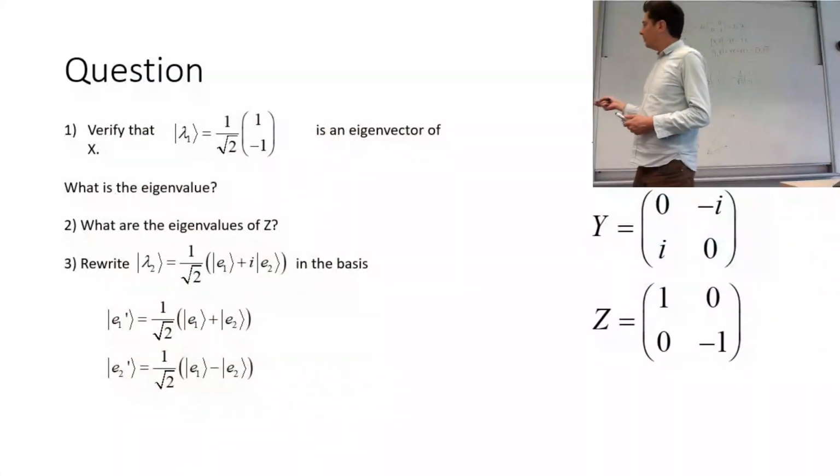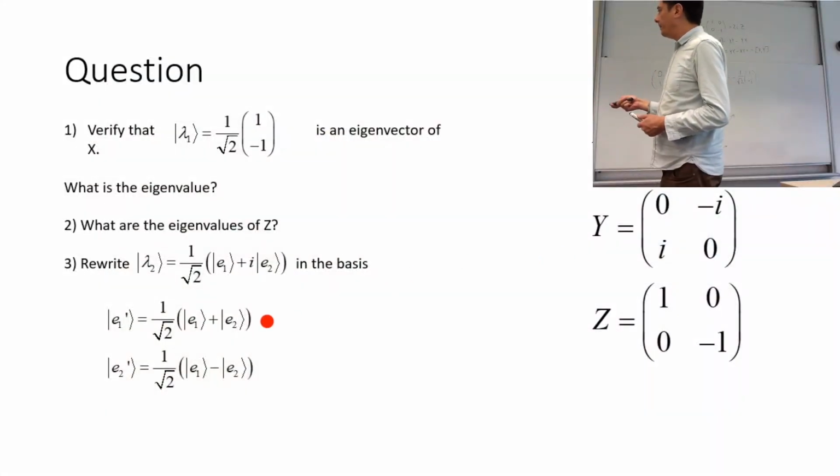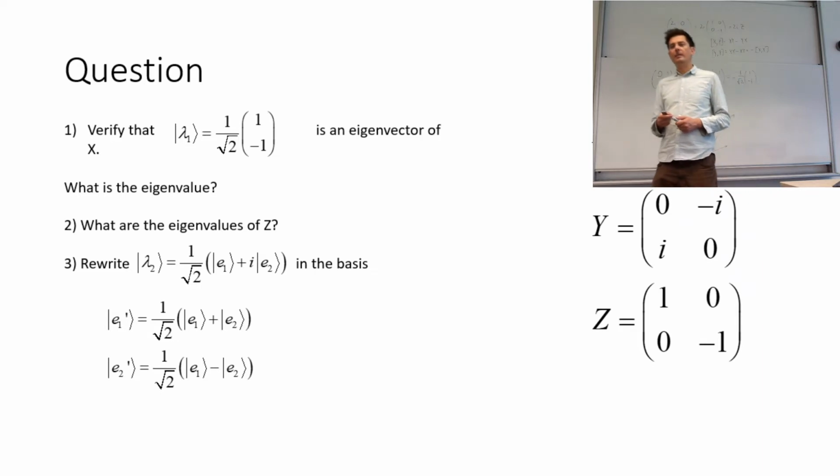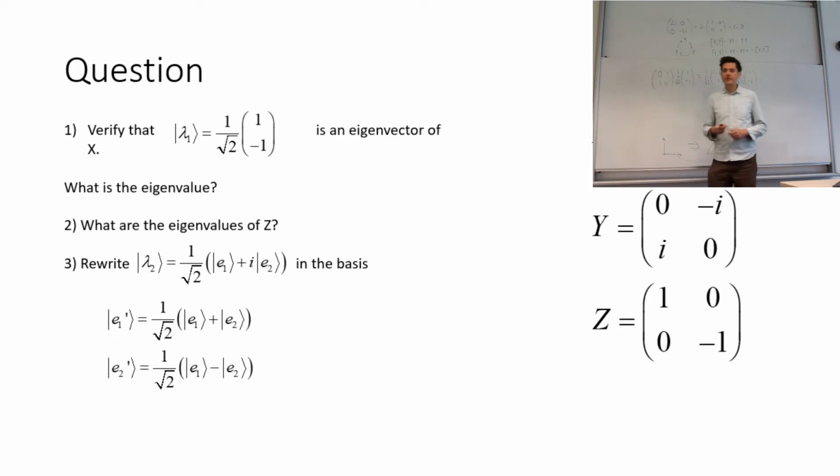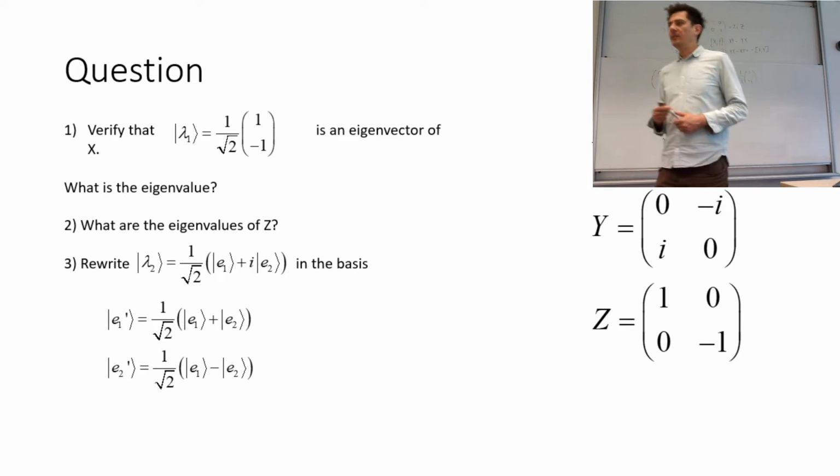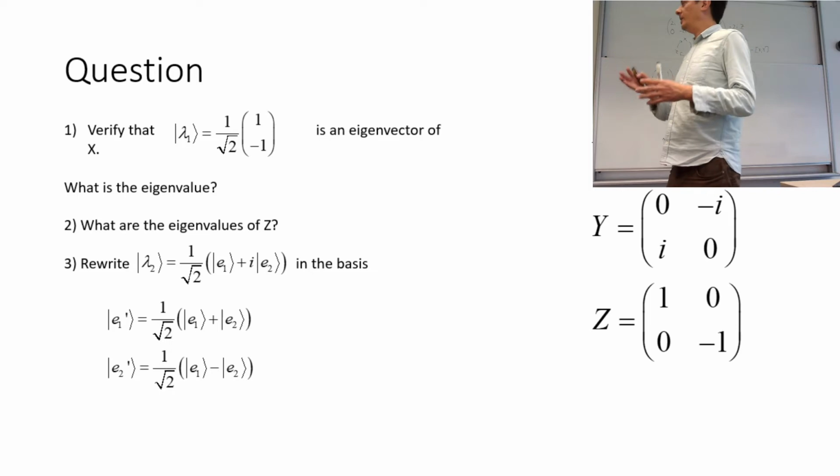Okay, then let's do 3 instead. This might require a little bit of pencil and paperwork. Rewrite this thing in the basis of that. Might need to give you a hint. But why don't you just first try, see how far you can get. I think you might need some paper or something.